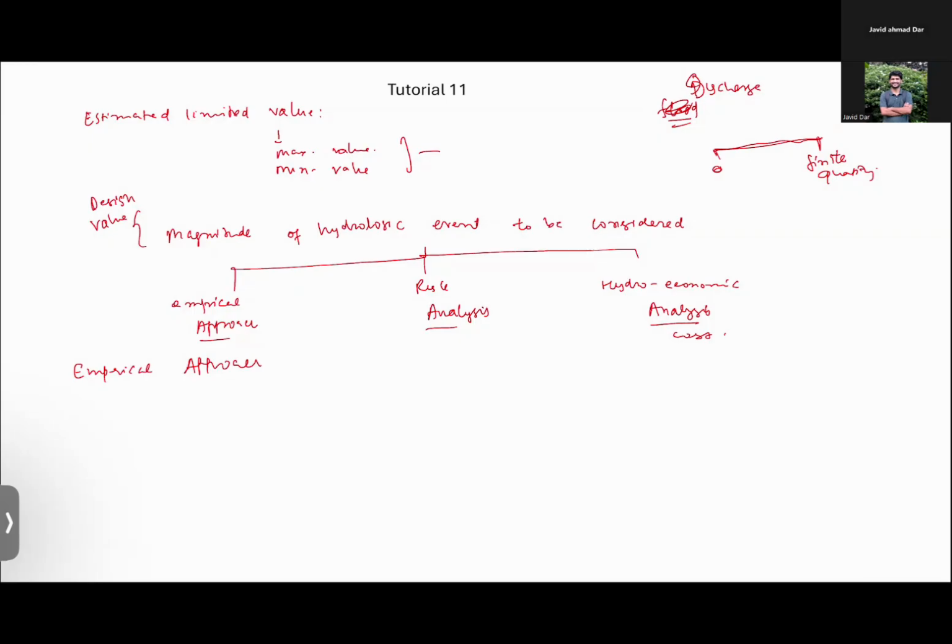The empirical approach is more like a rule of thumb that involves an arbitrary factor of safety. And from that factor of safety, you compute the design level. So one of the ways through which we approach this empirical formulation is that we calculate the probability.